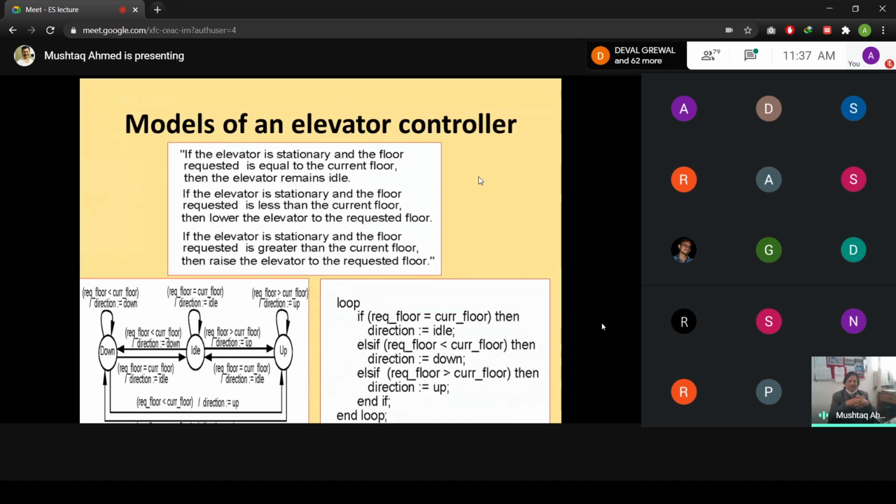So this type of facility is there, and as you can see over here, three different states are mentioned: the idle state, and upward or downward directions. These are three different conditions, if-then-else conditions: the requested floor is the current floor and the direction is idle, and in another part, the requested floor is less than or greater than the current floor, and based on that the direction of the lift should move upward or downward.